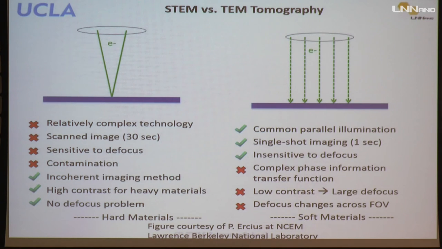But this is incoherent imaging, just linear projections. And we can get high contrast for high-Z, heavy materials. High Z materials produce very high contrast. And we have no defocus problem. We actually have a defocus problem depending on the instrument. But if we have a very good machine where dynamic defocusing is possible, then we don't have a defocus problem.